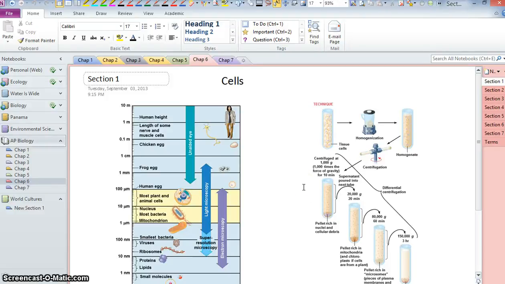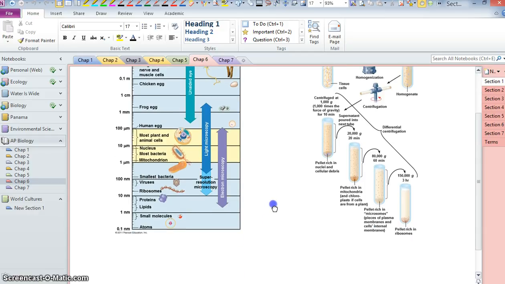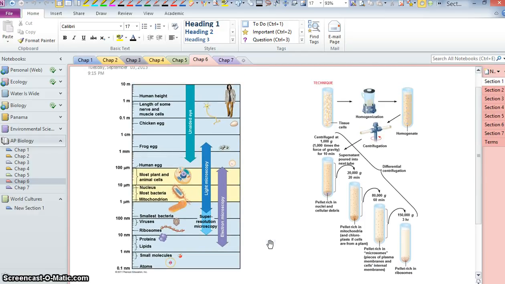Okay, so let's talk about Chapter 6, cells. The chapter starts with a graphic here that just shows the size of various things and the degree to which we can see these things using different methods.